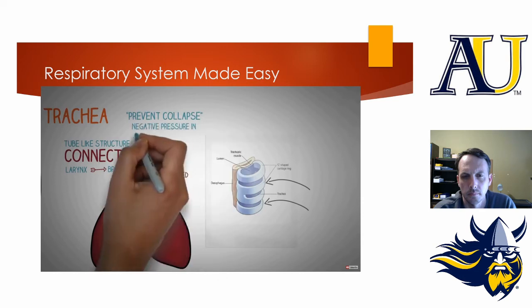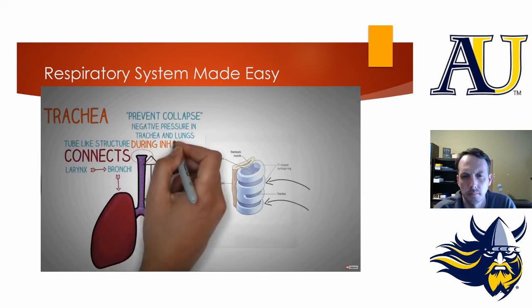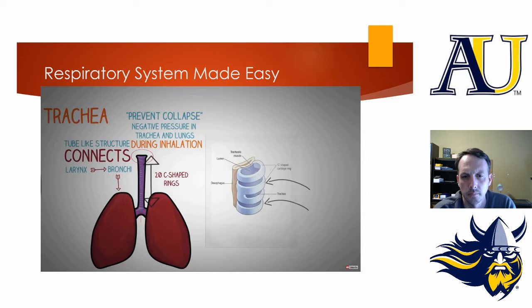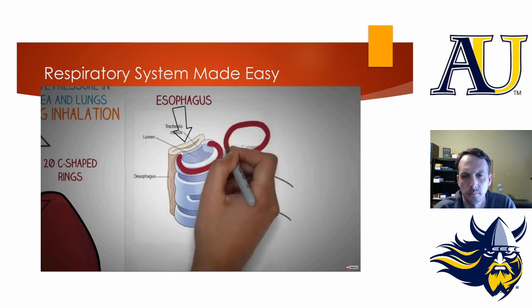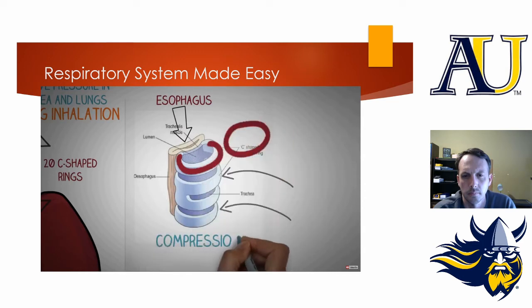These cartilages basically prevent the collapse of the trachea because there is a negative pressure in the trachea as well as the lungs during inhalation. If you look closely, these tracheal rings are C-shaped. These are not completely circular because the esophagus lies behind the trachea, and if these rings were circular, they would have compressed the esophagus during swallowing, and this could have led to choking.